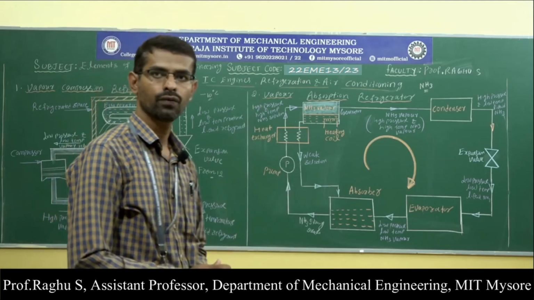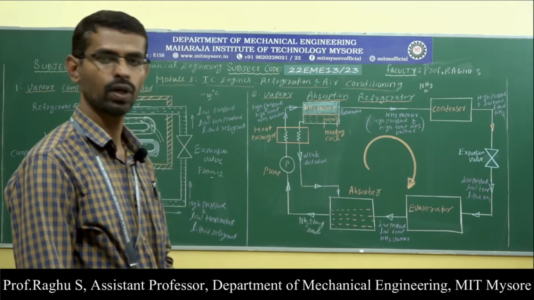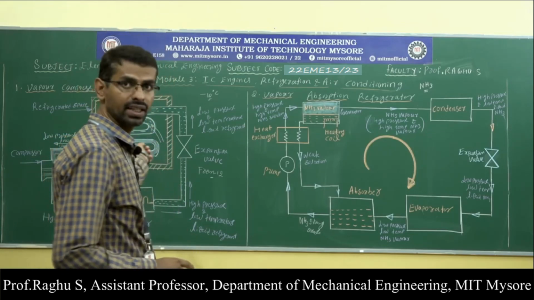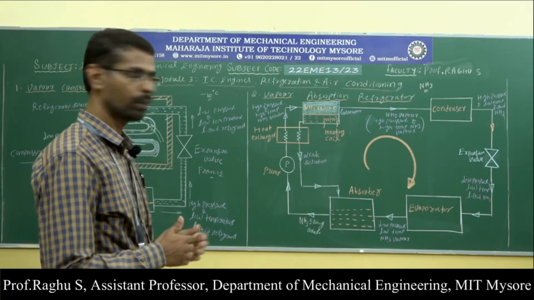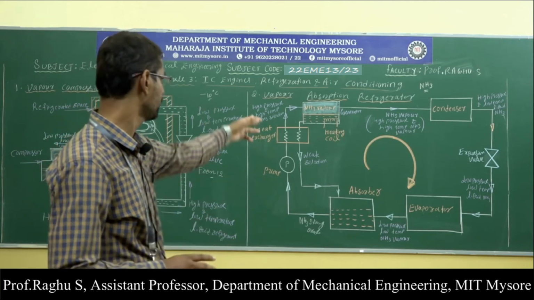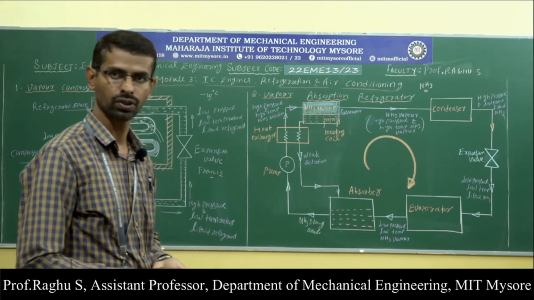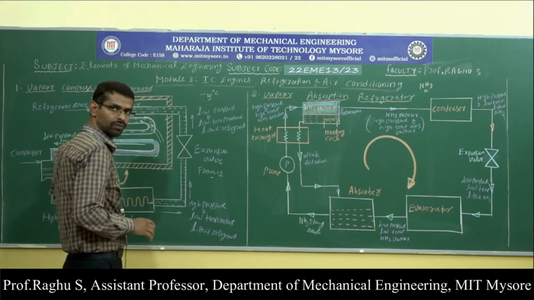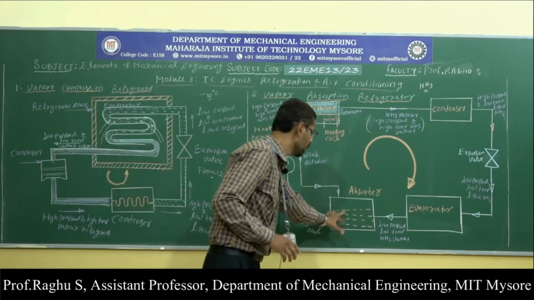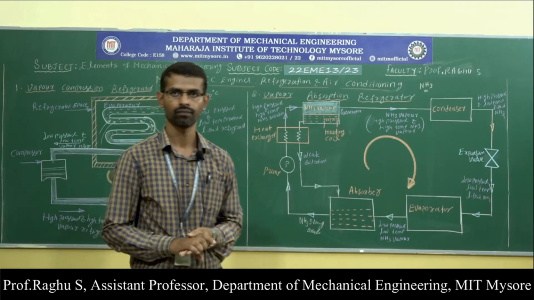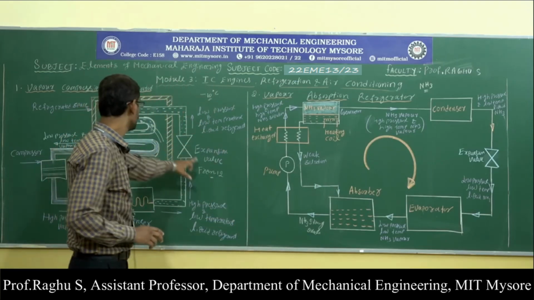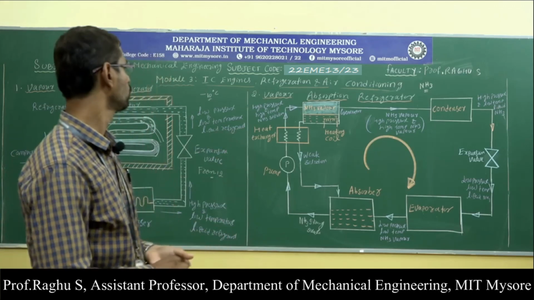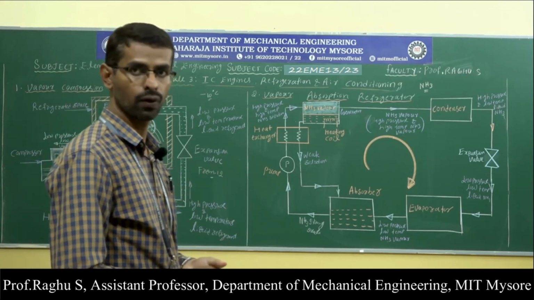Next let us discuss the difference between the vapor compression refrigerator and the vapor absorption refrigerator. In the vapor compression refrigerator, mechanical energy is supplied. In the vapor absorption refrigerator, heat energy is supplied. In the vapor compression refrigerator, vapor is compressed, and here ammonia vapor is absorbed. It uses Freon 12 as refrigerant, and the vapor absorption refrigerator uses ammonia as refrigerant.